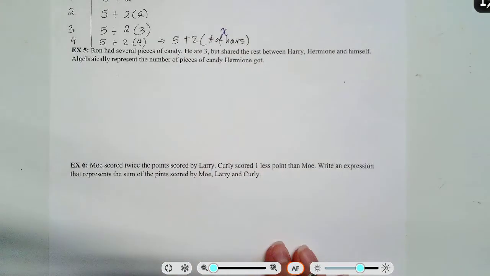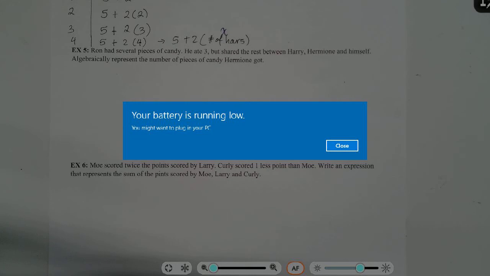Example 5. Ron had several pieces of candy. He ate 3, but shared the rest between Harry, Hermione, and himself. Algebraically represent the number of pieces Hermione got.